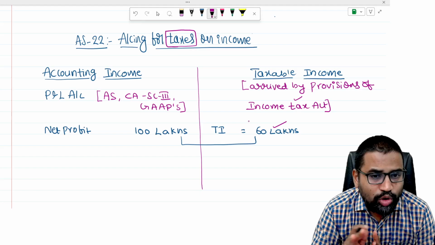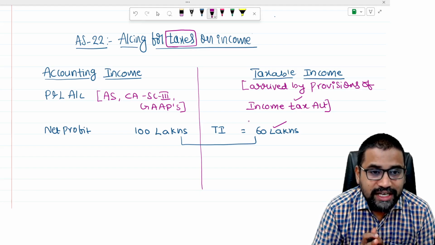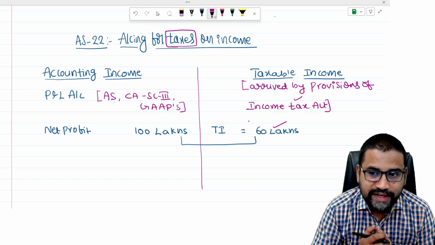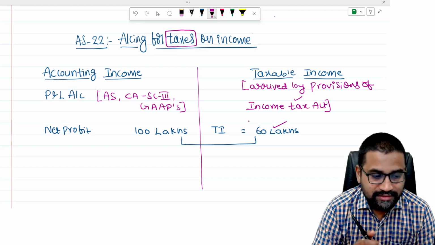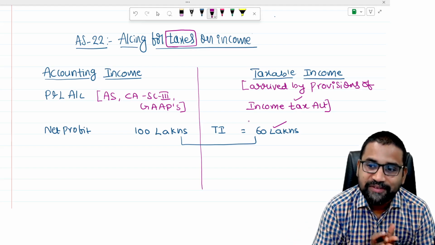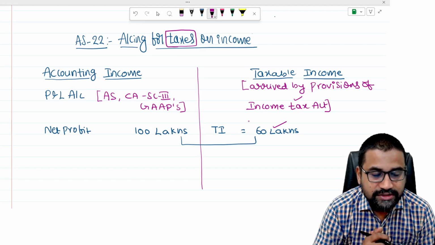But the Income Tax Act won't follow all those things. Don't ask the Income Tax Act to follow accounting standards. In income tax we have a separate standard, ICDS. Of course, I am not deviating from the subject. See, the Income Tax Act is entirely different.